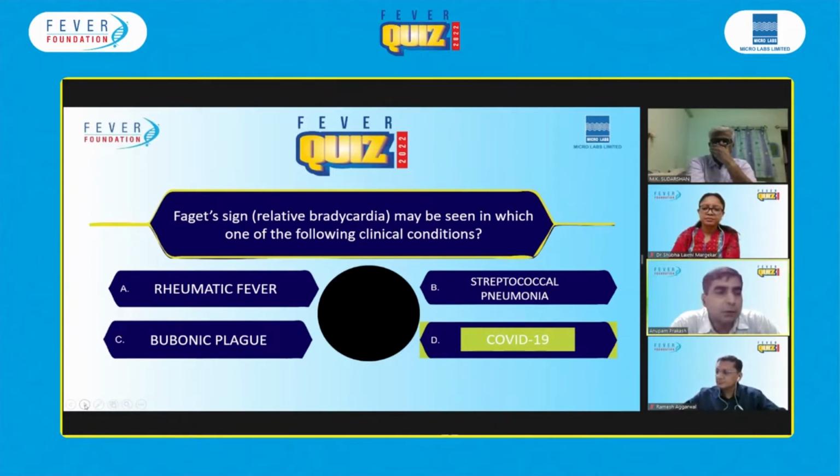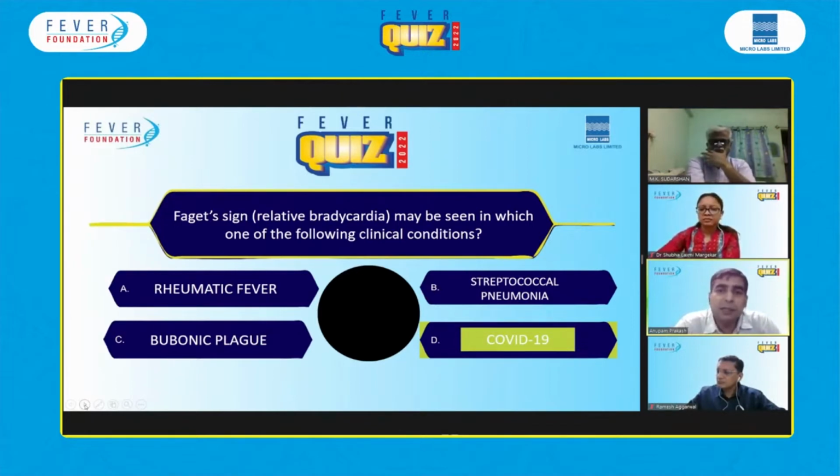Roughly it rises about 5 to 10 beats per minute with every degree of temperature. So in that case, with 102 degree Fahrenheit, it should be roughly under 120. This is important, but in this case, supposing it is 96, then that means this is relative bradycardia, and this is what is Faget sign, very characteristically seen with enteric fever and a whole lot of viral illnesses, and characteristically in COVID-19 also.